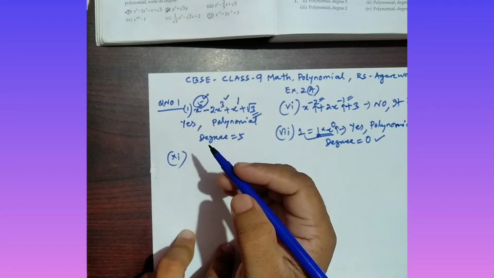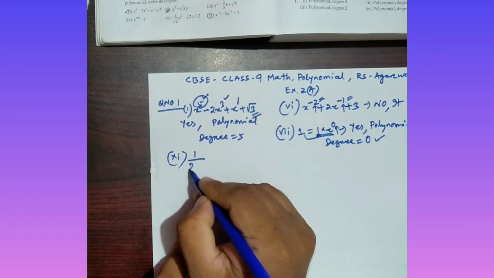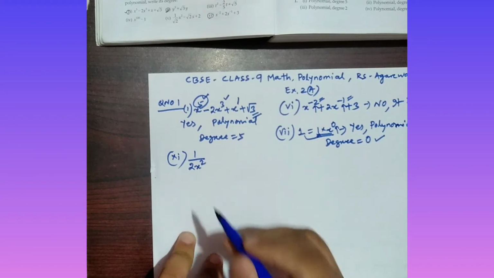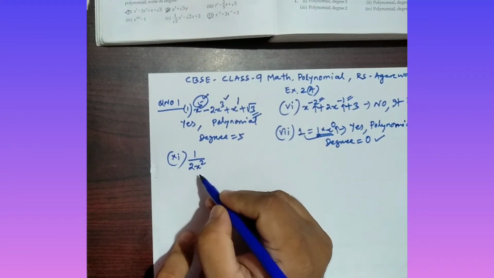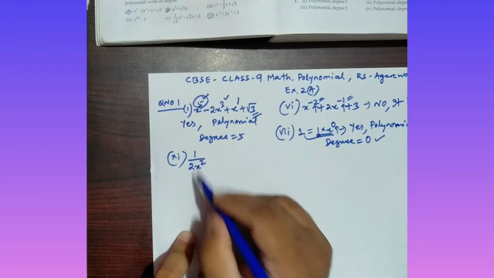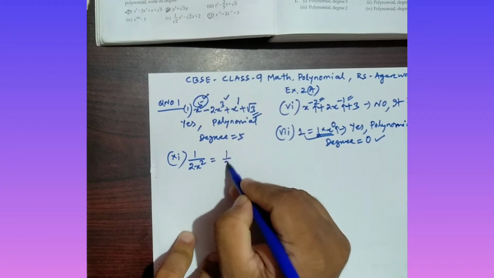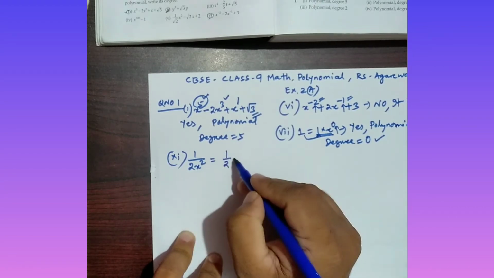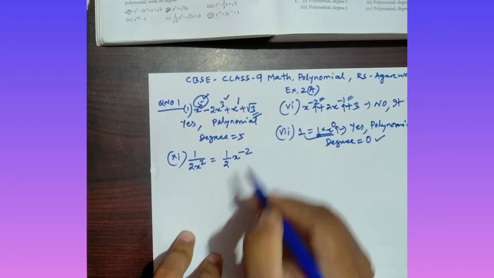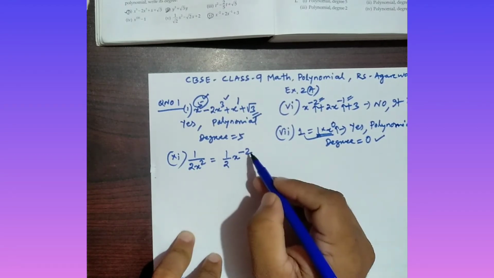Okay, so the xi is what? That is 1 by 2x square. Now see, 1 by 2x square. So here you have to check whether this one is a polynomial or not. How can you check? Look at here, 1 by 2x square. You can also write x to the power minus 2 here. So 1 by 2x square can be written like this, 1 by 2x to the power minus 2.